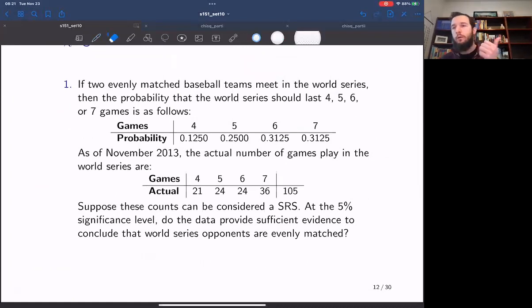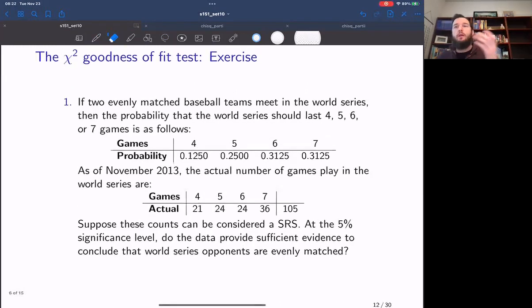Okay, so what we're going to do now is look at a second example of a goodness of fit test, and then we'll do the same thing with the chi-square independence test. So we'll look at an example, and then we'll work through an exercise. So we're going to have two illustrations of both types of tests from lecture set 10. Okay, so a goodness of fit test exercise.